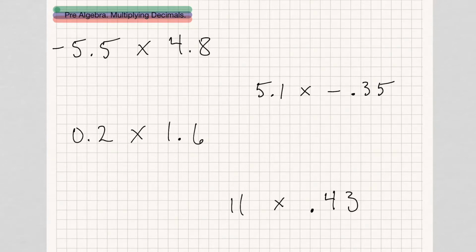Good day. Let's do some pre-algebra multiplying decimals. So you see here we have 4 problems. Okay, negative 5.5 times 4.8. Here we have 5.1 times negative 0.35, 0.2 times 1.6, and 11 times 0.43. Okay, let's start off with this first problem up here.